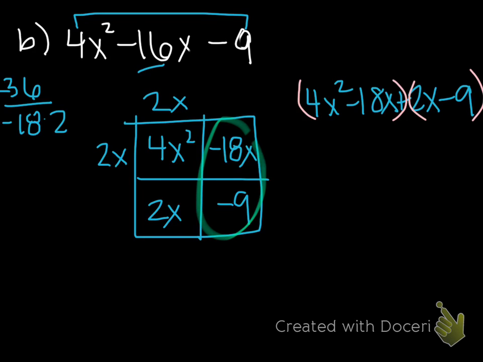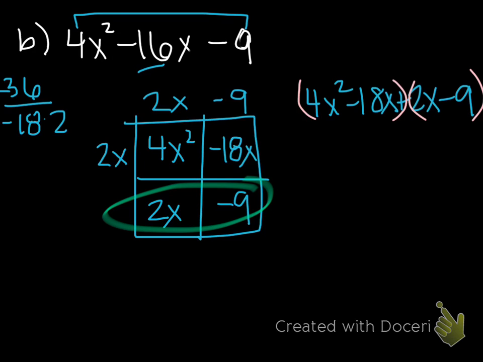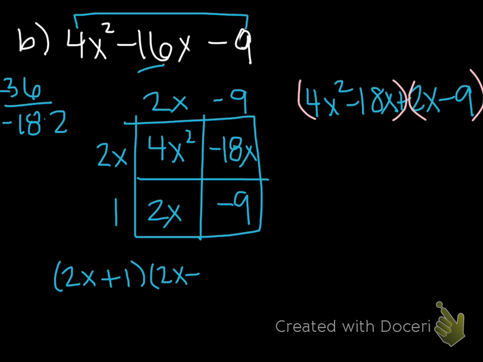Now I'm going to go over here. I have a -18x and a -9. And again, my largest GCF for that would be -9. And this bottom one, I have a 2x and a -9. Only thing I can take out of that quantity is a 1. So I get 2x plus 1 and a 2x minus 9.